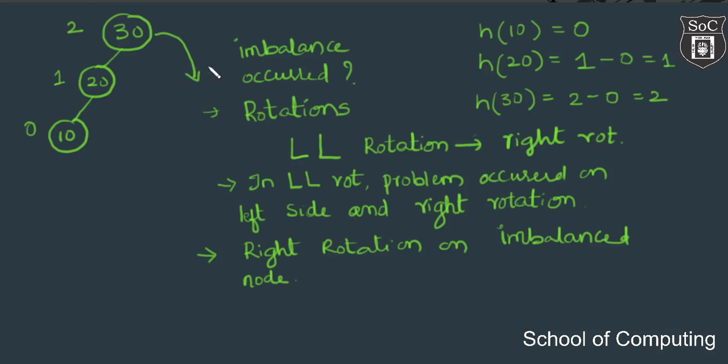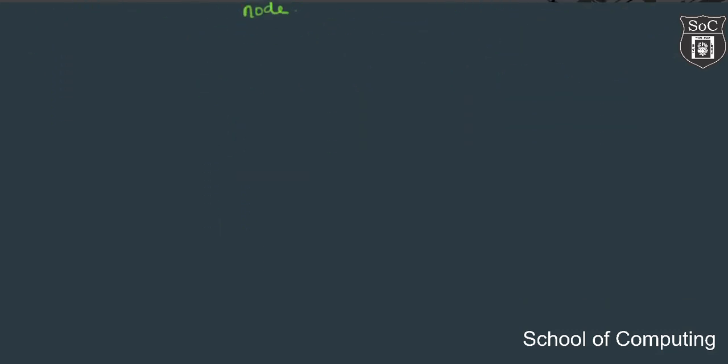So what will happen when 30 is moved to the right side? This is the existing tree, right? 30, 20, 10. When I move it to the right side, 30 will become the right child, 20 will climb up, and 10, which was at level 2, will come to level 1. So this is what happens after right rotation.